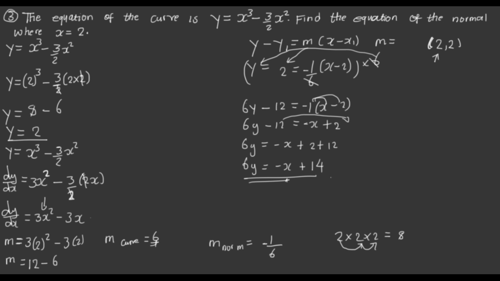So we can leave our answer like this, or if we want, we can just say 6y is equal to negative x plus 14. We can divide here by 6, here by 6, also there by 6, so that we have y is equal to negative 1 over 6 x plus, we can reduce 2 into 14 is 7, 2 into 6 is 3. So we can leave our answer here, or our answer there.